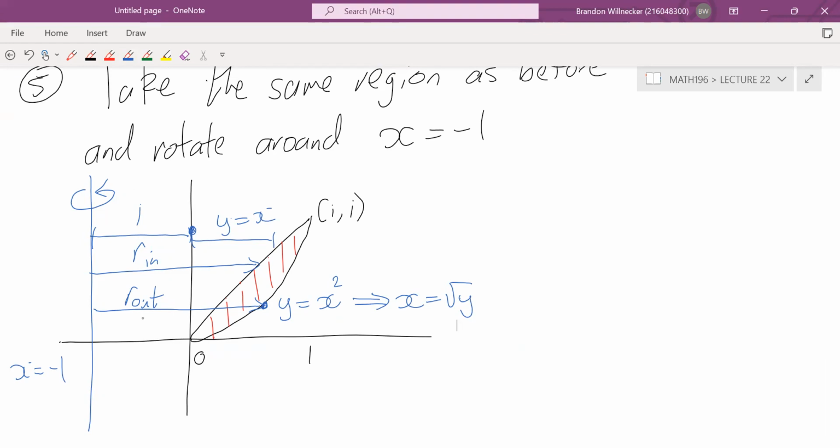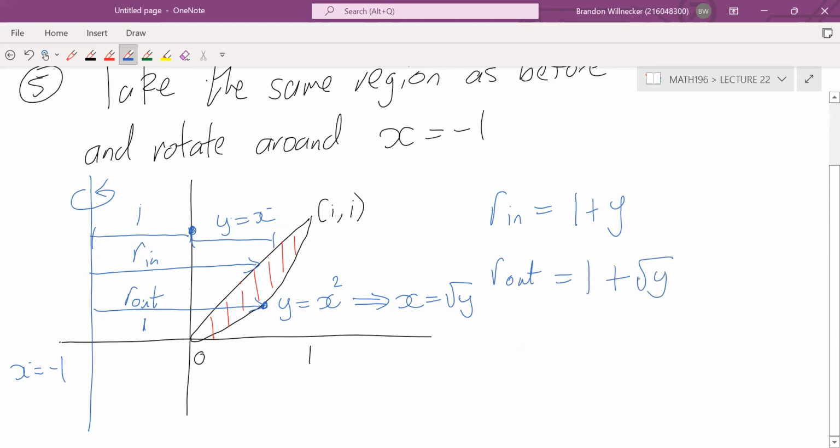Okay, but we also need to add this 1 because we're measuring from the line x equals -1. So our r in is going to be 1 plus y, because remember we have the distance 1 from x equals -1 to 0, and then the distance y from 0 to the line. And our r out is equal to, again, the distance 1 plus root y.